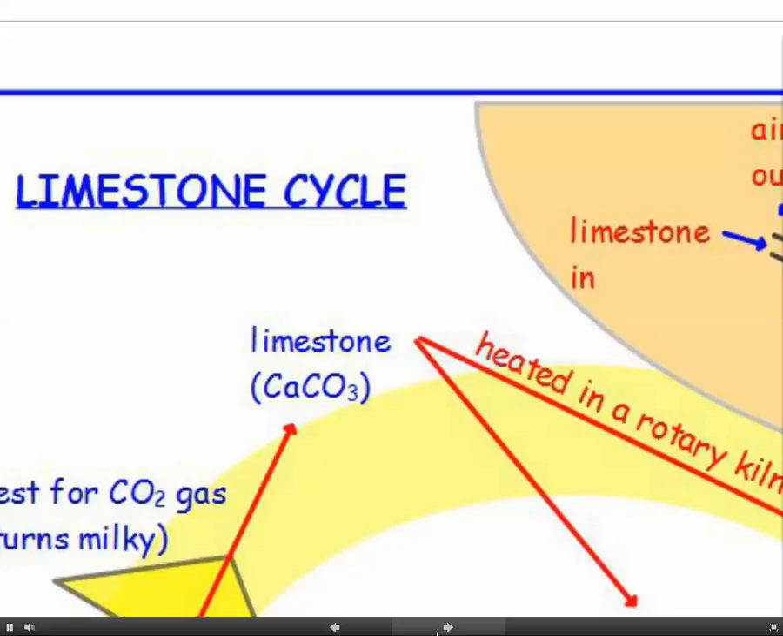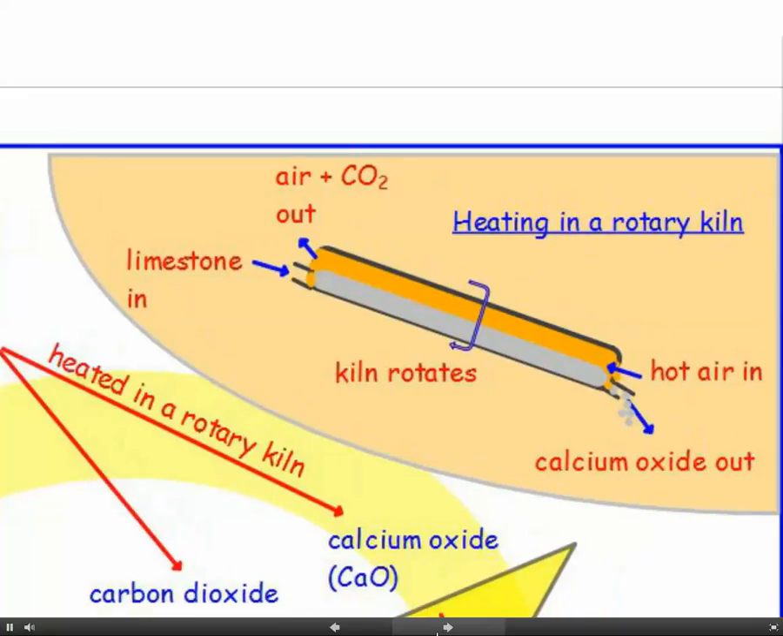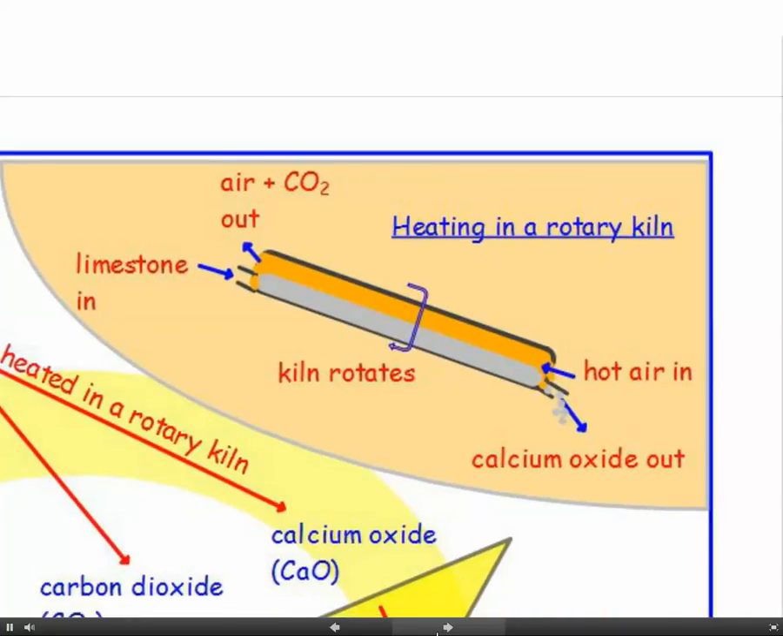The limestone cycle. So, what can we do with limestone? Well, if we're not going to use limestone blocks to build buildings out of, then we can heat the limestone. So we start out with the limestone, CaCO3, and it can be heated in a rotary kiln. So here's a rotary kiln. Now, rotary means it rotates, it spins round to agitate the limestone lumps in the kiln, and kiln is just a big oven. Basically, it heats things up.